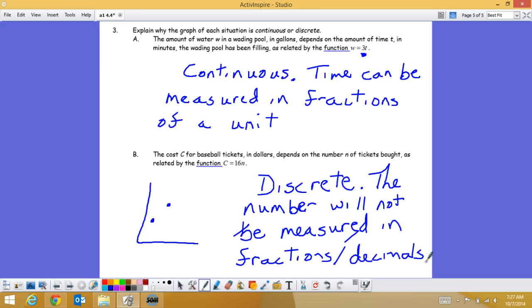All right, so that's the end. That's a brief introduction into graphing functions using a table of values and what makes a graph a discrete graph or a continuous graph. Tomorrow we will start discussing domain and range.